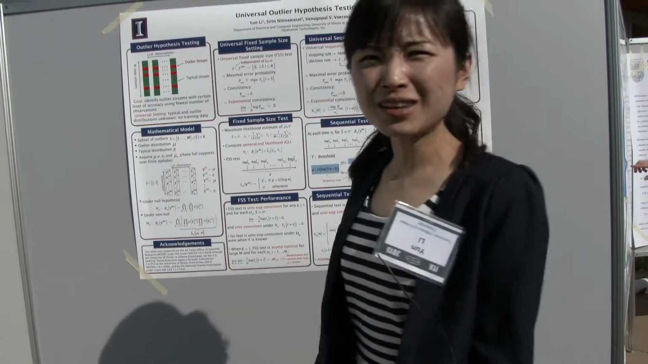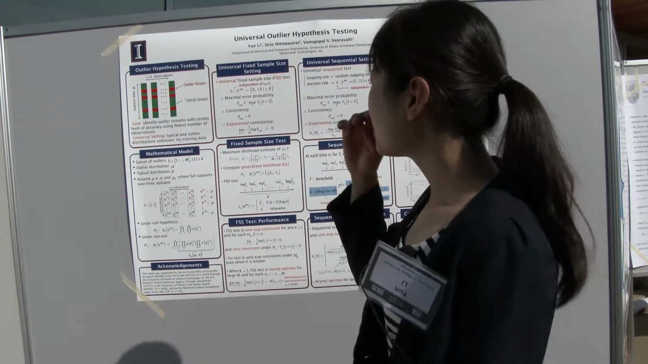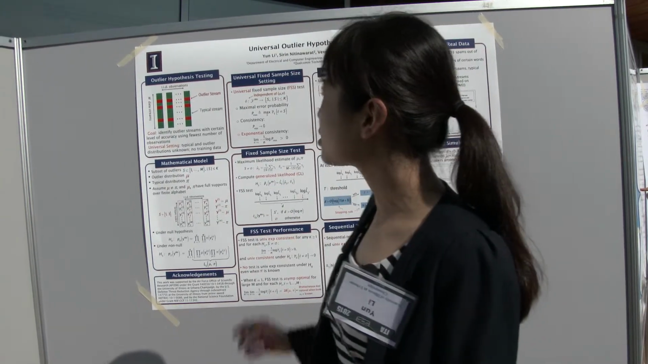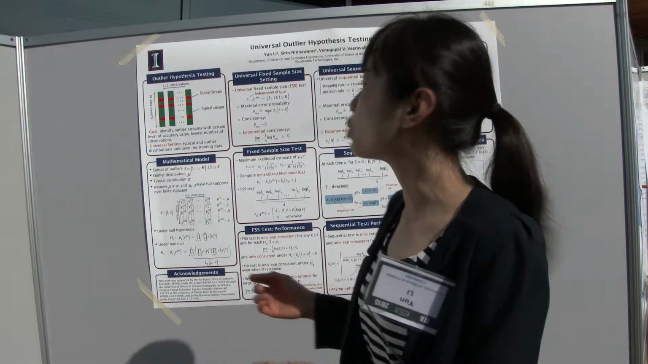My name is Yun, and the topic today is universal outlier hypothesis testing. Basically, the problem we're looking at is we're trying to identify outliers among typical data streams.